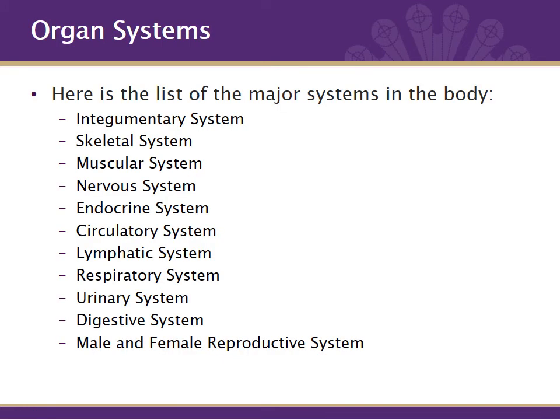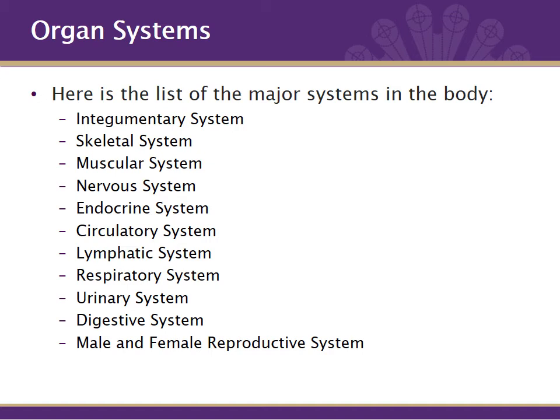Here's a list of the major systems in the body. The integumentary system, which includes the skin, hair, nails, and cutaneous glands. The skeletal system looks at the bones, ligaments, and cartilages. Muscular system primarily involves skeletal muscles. The nervous system includes the brain, spinal cord, nerves, and ganglia. The endocrine system is the endocrine glands and their hormones.